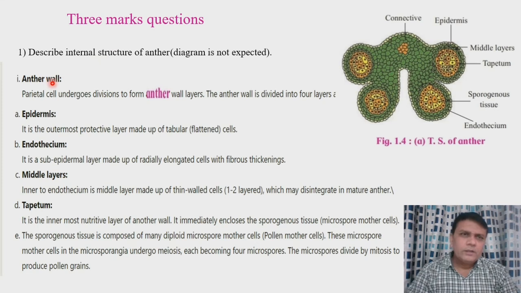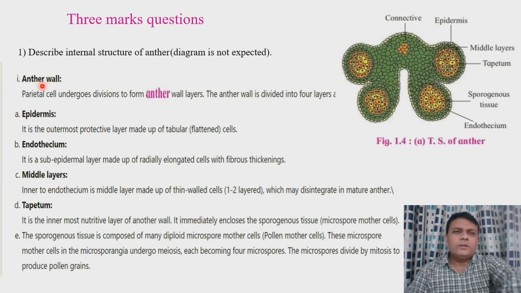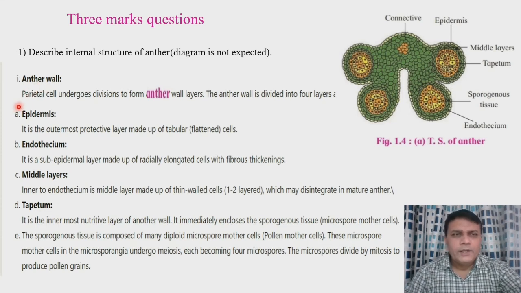Now the anther wall. This anther wall shows development from parietal cell. So this parietal cell undergoes division to form anther wall layers, and the anther wall layers are divided into 4. The outermost layer is called as epidermis. So here we can see the outermost layer is epidermis. Then this epidermis is made up of flattened cells.